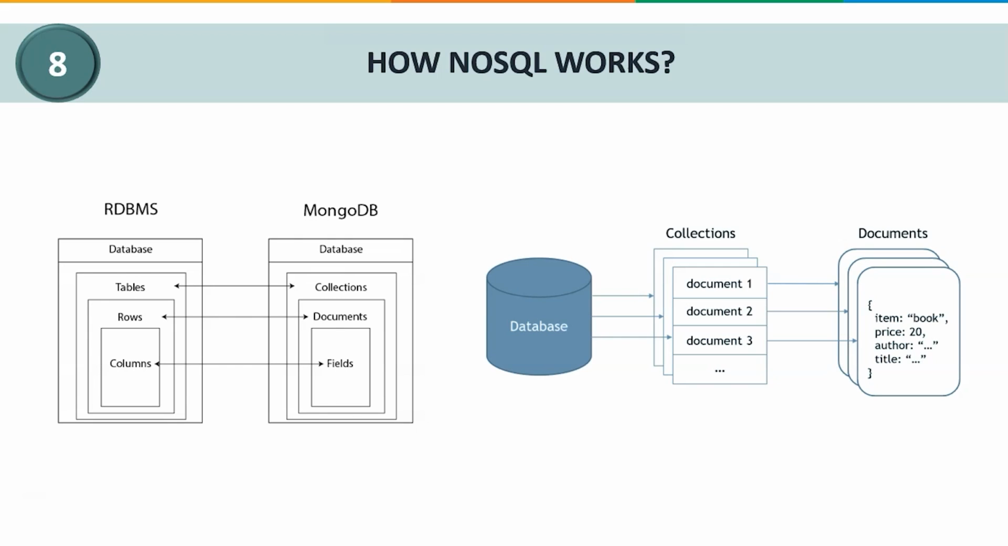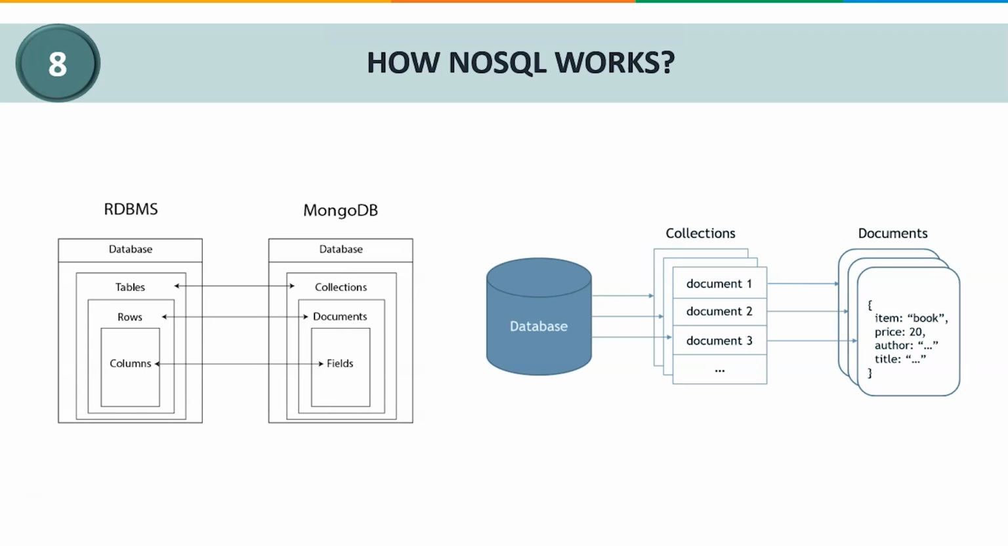Now, if I just have to map how it is different from RDBMS, a collection in MongoDB is equivalent to the tables in RDBMS, a document in MongoDB is equivalent to the rows in RDBMS, and fields in MongoDB are equivalent to the columns in RDBMS.